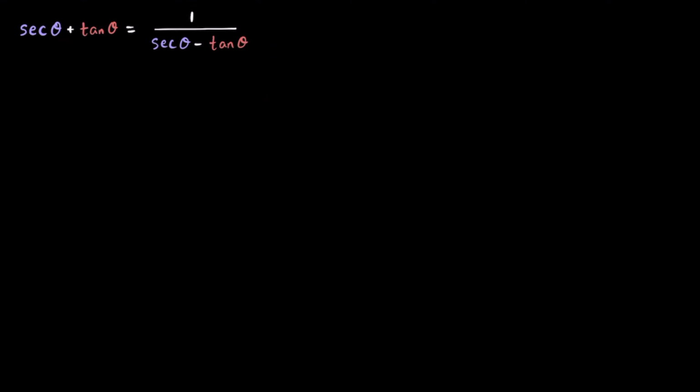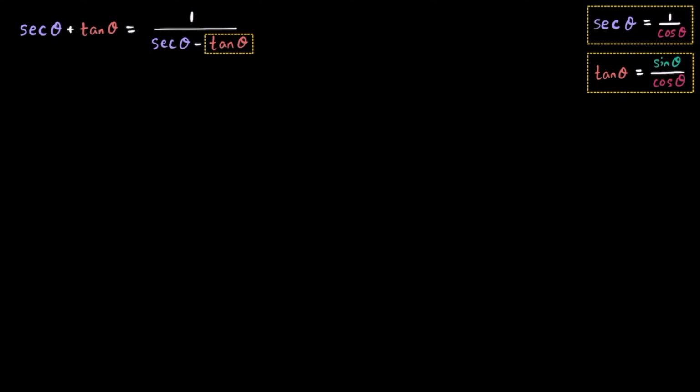To get started, let's remember that secant of theta is a reciprocal function, which is just 1 over cosine of theta. On top of that, it's really important to know that tangent of theta is equivalent to sine of theta divided by cosine of theta. I'm going to go ahead and use these identities to rewrite this expression. Substituting in, let's go ahead and write 1 over cosine minus sine over cosine.